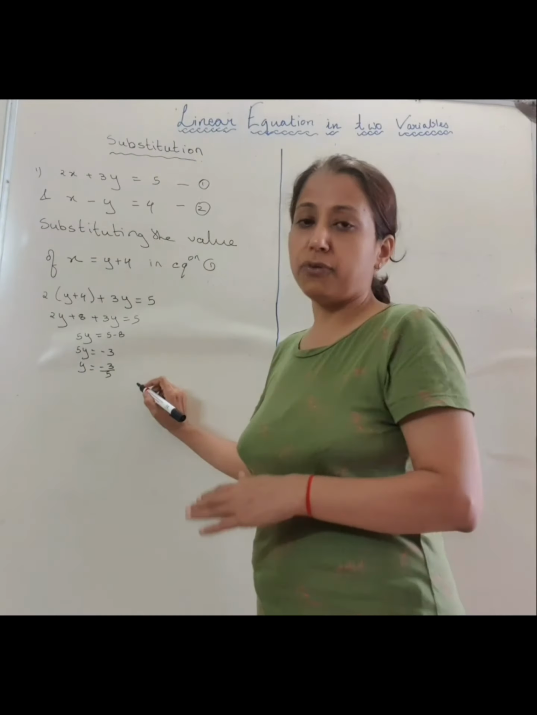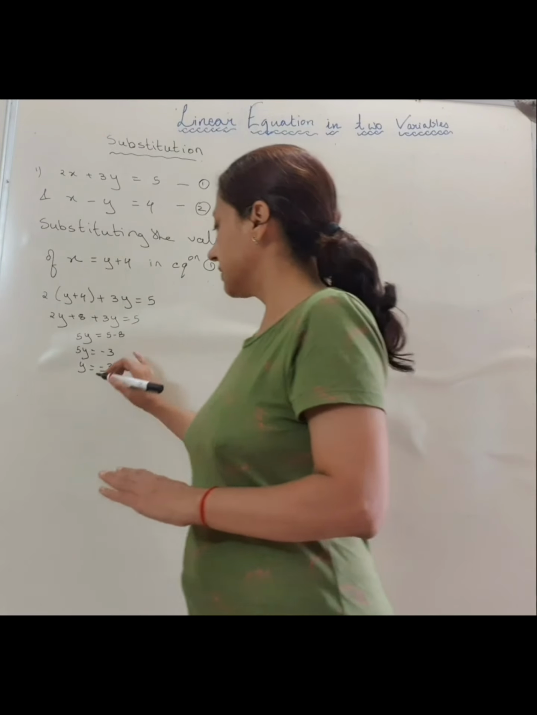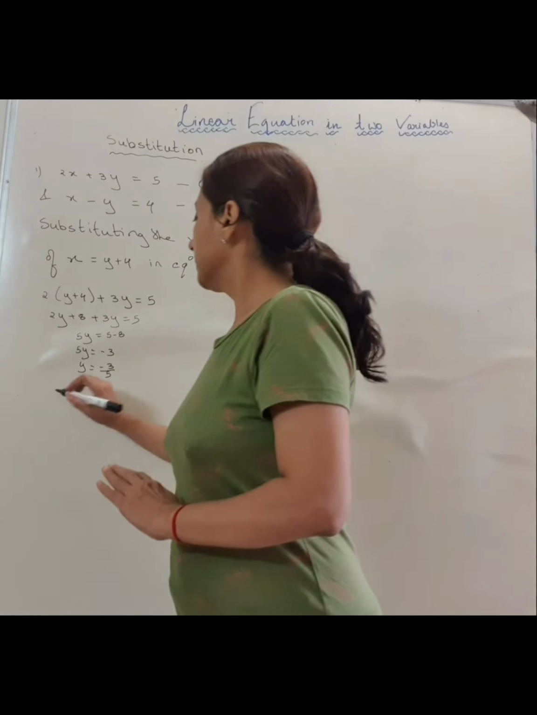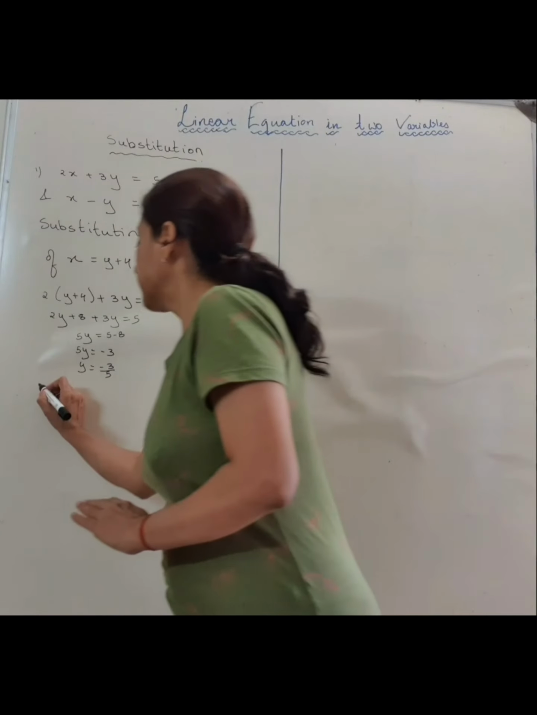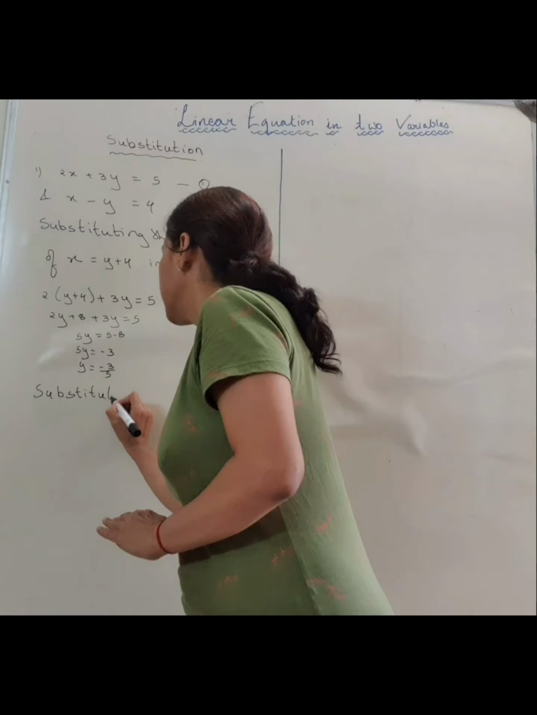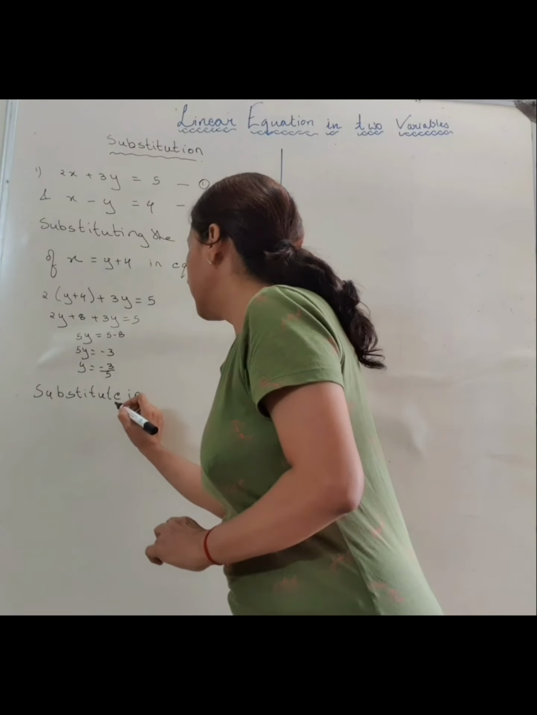Leave the answer in standard form. Don't try to convert it into decimals, okay? Whatever the answer is, like here it is minus 3 by 5, the answer should be left in the standard form. So this is y is equal to minus 3 by 5. Now you can substitute back in x. So what is the value of x?